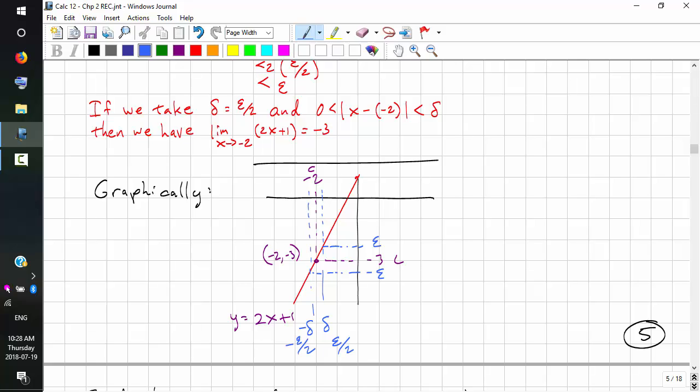So whenever we're less than delta, we're always going to be less than epsilon. And that's the definition of the limit. And we don't care about the value at C because that could be undefined. And that completes this lesson.